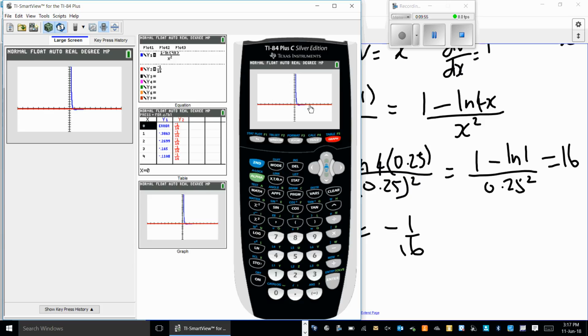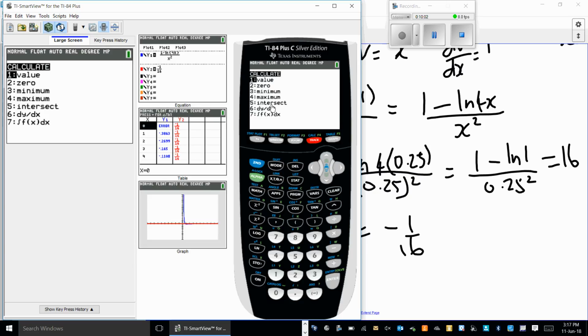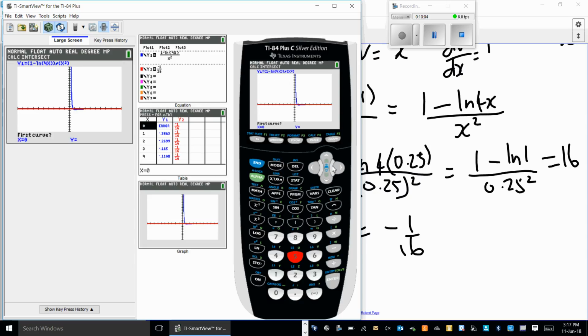I don't have to zoom in. If you wanted to zoom in, you could. So then we're going to do second calc, where they intersect. My flasher is on the blue curve, this first curve. It jumps to the second curve, it guesses, and then tells me that the intersecting point is at 0.7007, so that's 0.701.